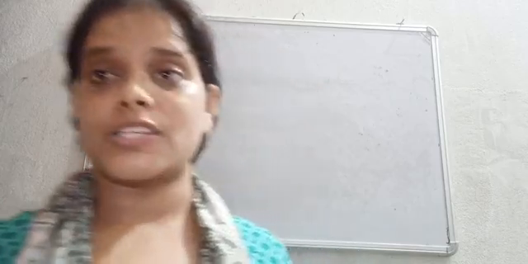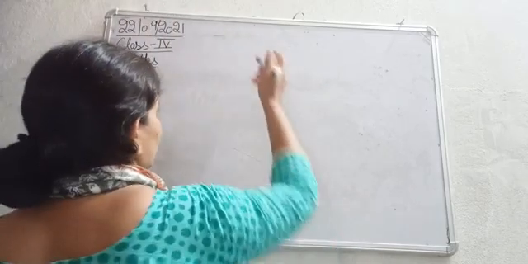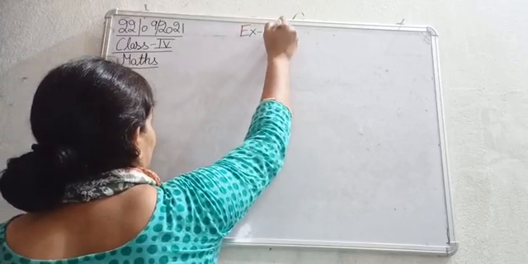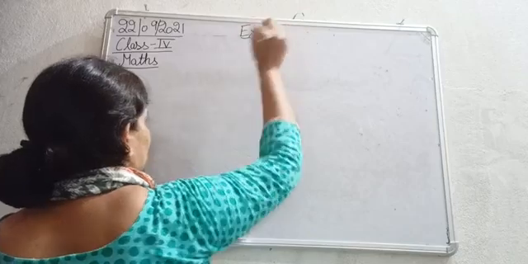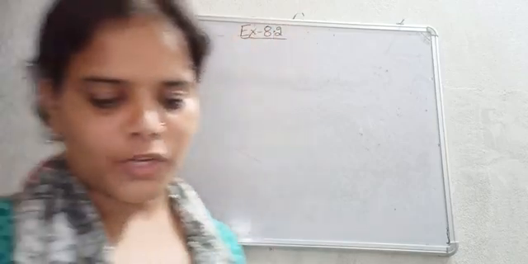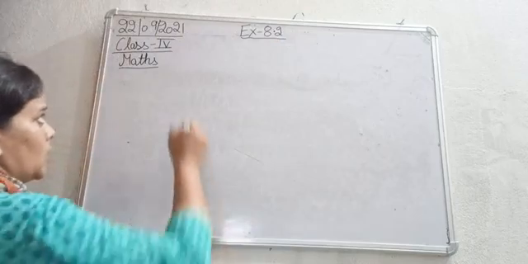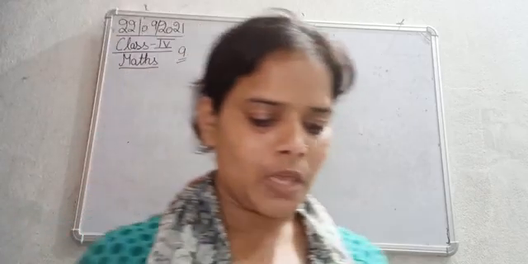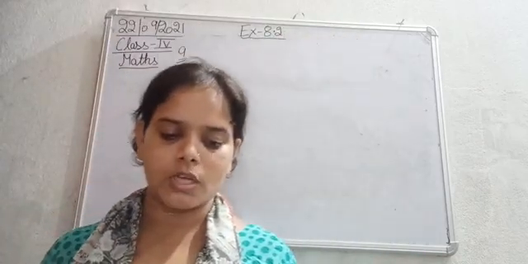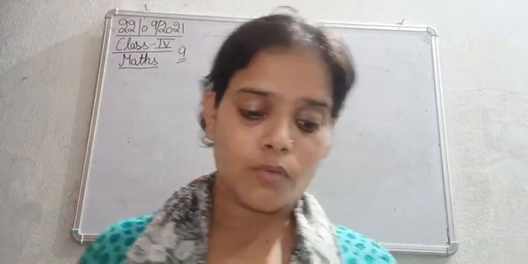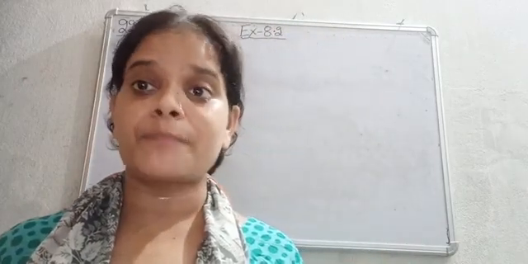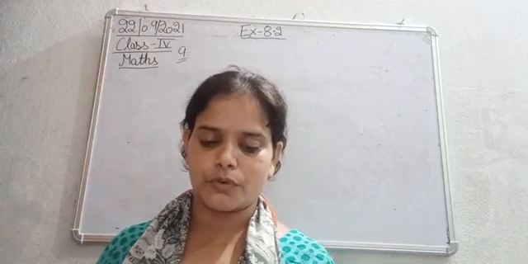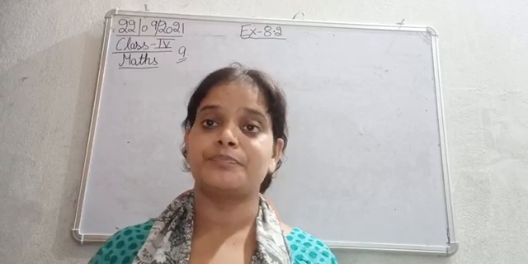So first of all, I'll just write the topic here, exercise 8.2. So the question number 9. We have to begin with question number 9. The question is, if 1 liter petrol costs rupees 44, what will 3 upon 4 liter cost? If the cost of 1 liter petrol is rupees 44, what will be the cost of 3/4 liter petrol?